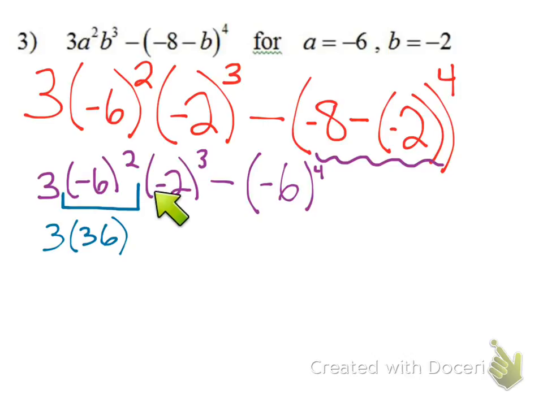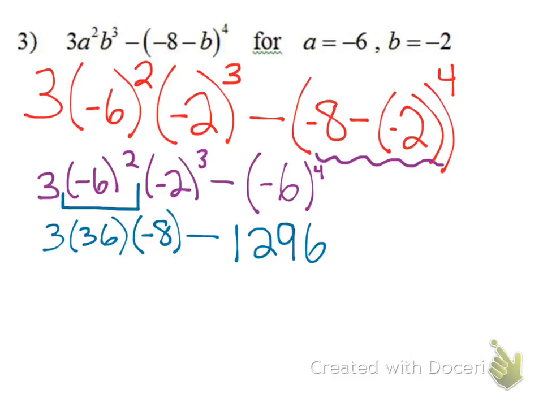So open the parentheses, -2, close the parentheses, then to the third power. See what it gives you. -8, perfect. In the back, we have a minus. Do the same thing. Open the parentheses, -6. Close the parentheses to the fourth power. 1,296. Any questions so far?